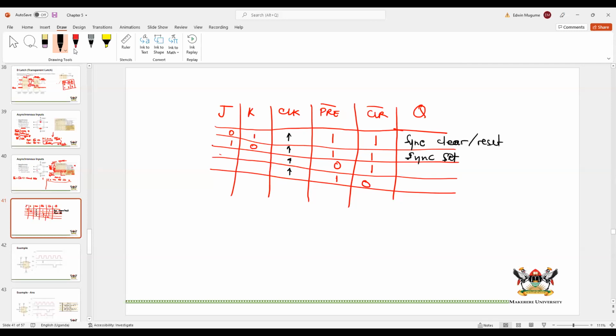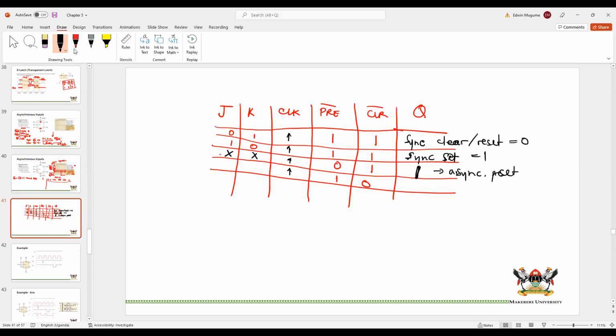Now here, because pre is 0, it means we are presetting. So we have a 1 there. And this is an asynchronous set or preset. Because it's a 0 here, this wouldn't matter. So you need to be able to realize that these are don't care. Anything else you put, you're not going to get any marks.